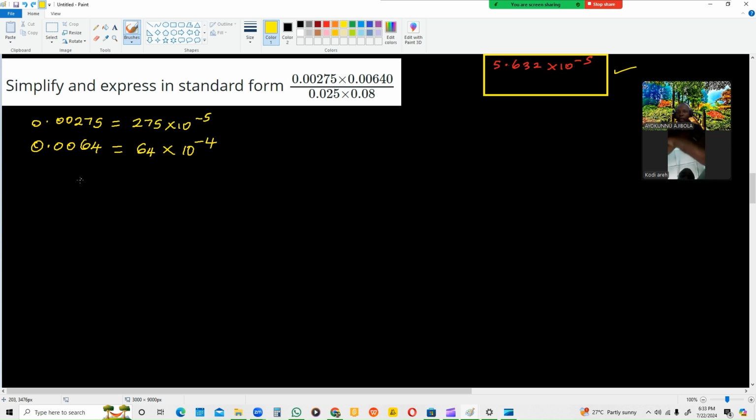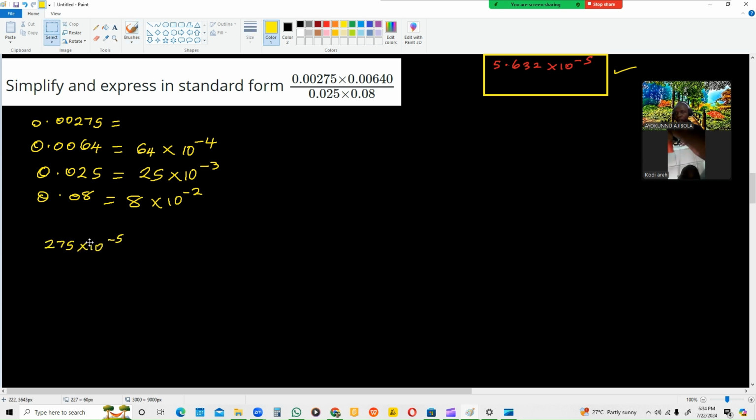Yes, sir. Now the other one at the bottom, 0.025, can be rewritten as 25. Can you guess what the power of 10 should be here? Minus 3. Good, minus 3. Then the other one, 0.08, can be rewritten as 8 times 10 raised to the power what? Minus 2.